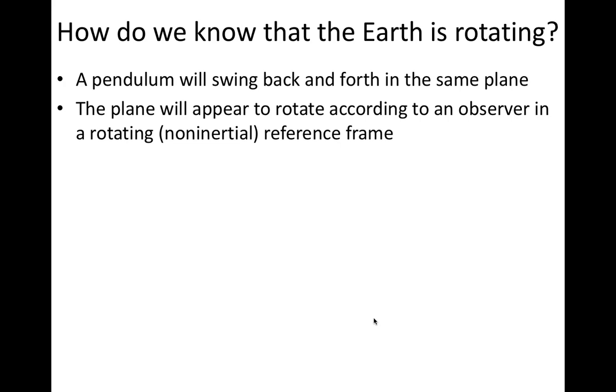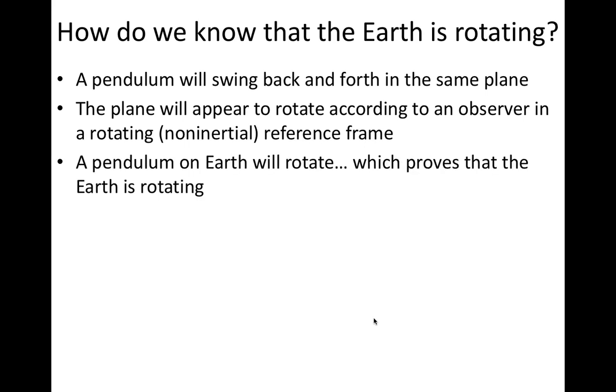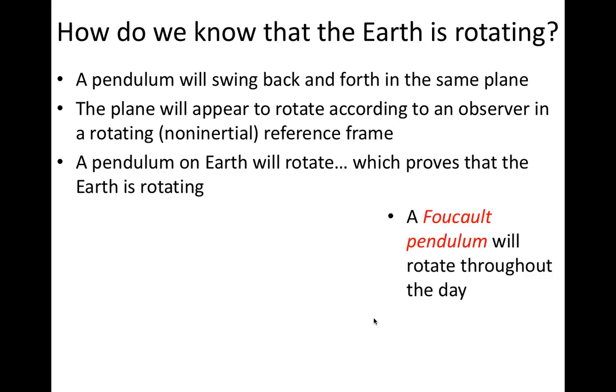But that plane is going to appear to rotate according to an observer that is rotating. And so what do we see? Do pendulums swing back and forth in the same plane on the surface of the Earth, or do we see them rotate as the day goes on? Well, a pendulum on the Earth is going to rotate, which proves that the Earth is rotating. And we can demonstrate this through something called a Foucault pendulum.